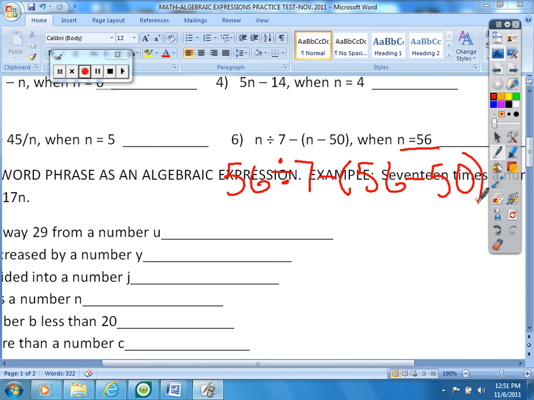Okay, here's my problem. What do I do first? Well, my rules say any parentheses, you need to clear those out first. Exponents, which we won't have in these problems. Any multiplication or division as it occurs from left to right. Any addition or subtraction as it occurs from left to right.